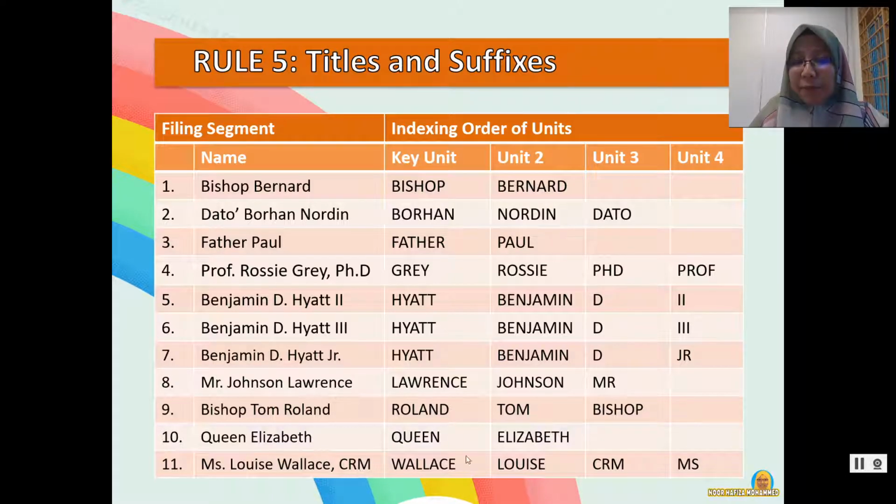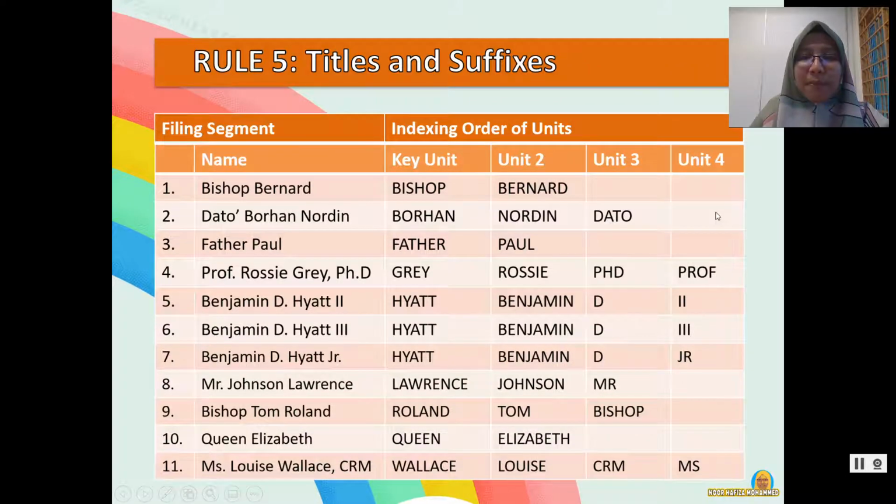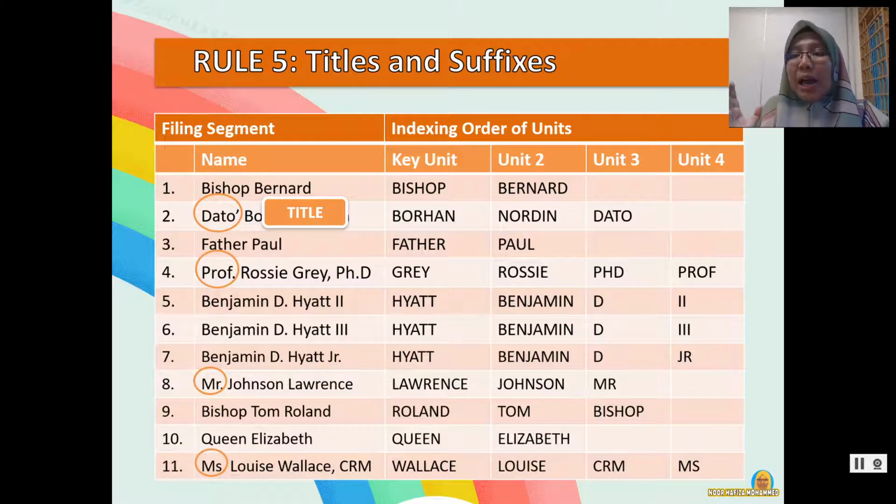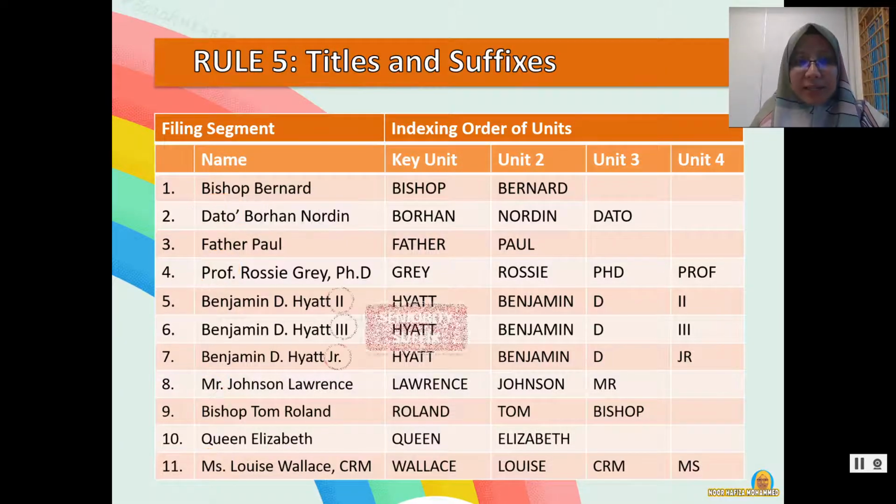And then the last one, you have a title and you have a professional suffix. So again, the title must be the last filing unit. I'm going to show you again for this one. These are the titles. When you have a title, the title is the last unit. However, when you have a title and suffix at the same time, again, the title will be the last unit.